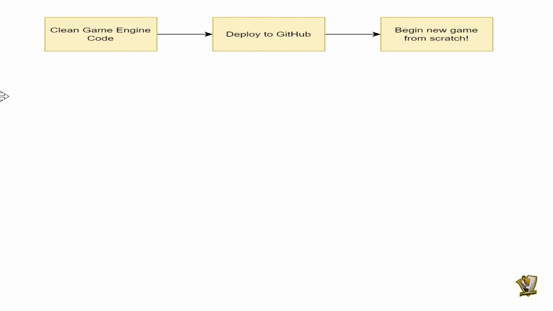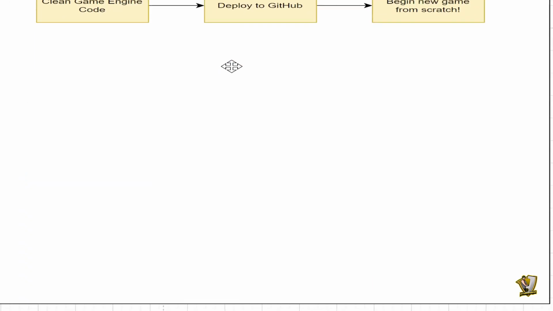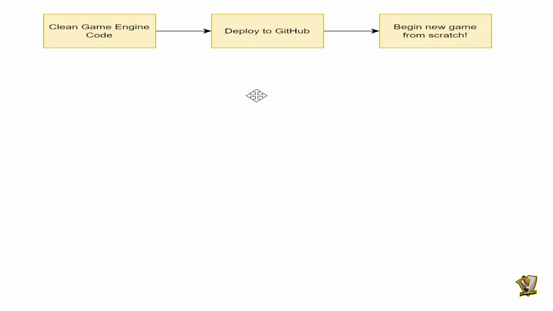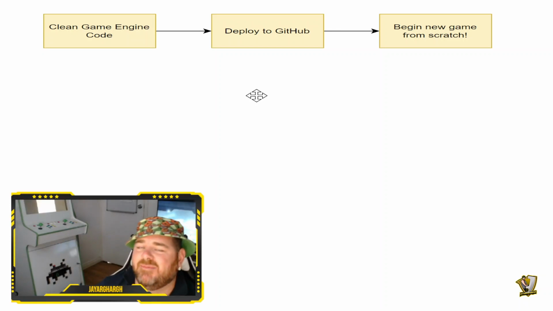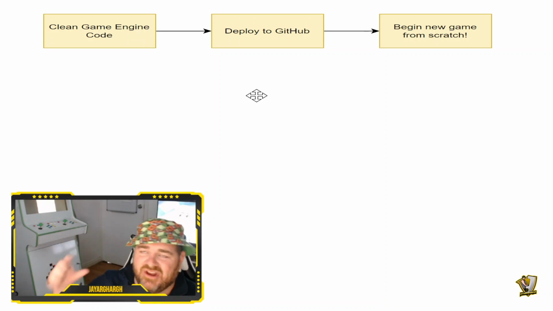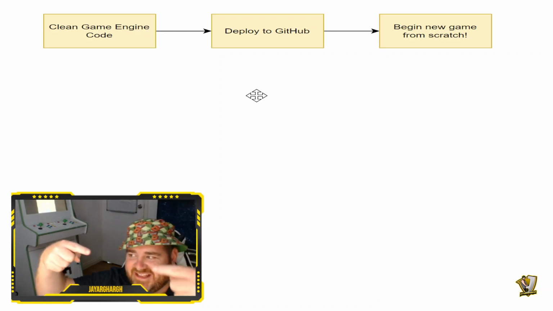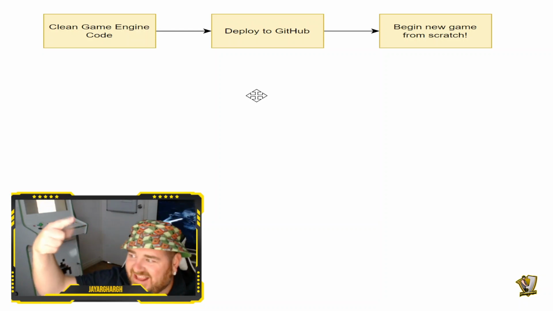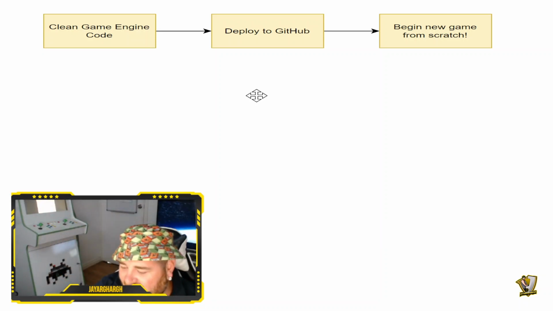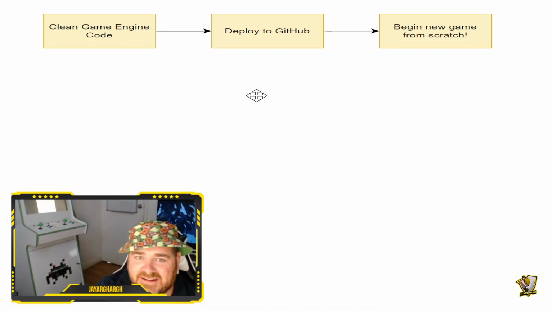The long-term plan then is to clean up the game engine code. We'll deploy it to GitHub so other people can use it, and we'll begin a new game from scratch. So if you do want to create a game and follow along as I make another game, I'm planning on making one of my favourite games, which is Joust. Now that game, if you're not familiar with it, is you're a knight, you're on an ostrich, and you're cruising along the screen, there are these other knights on ostriches, and you just joust. It's pretty groovy. One of my favourite games, and I'm looking forward to making it.